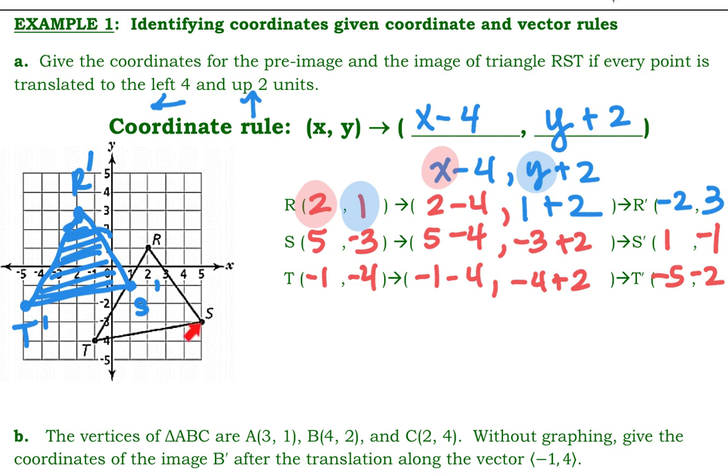So again, starting at your pre-image, 1, 2, 3, 4, up 2. 1, 2, 3, 4, up 2. And just like I counted, you can initially do that, but you won't always have the graph, so it's always great to practice the algebra piece, which is what we did.